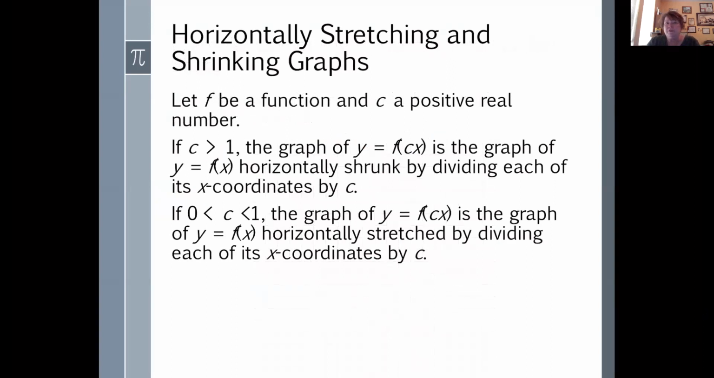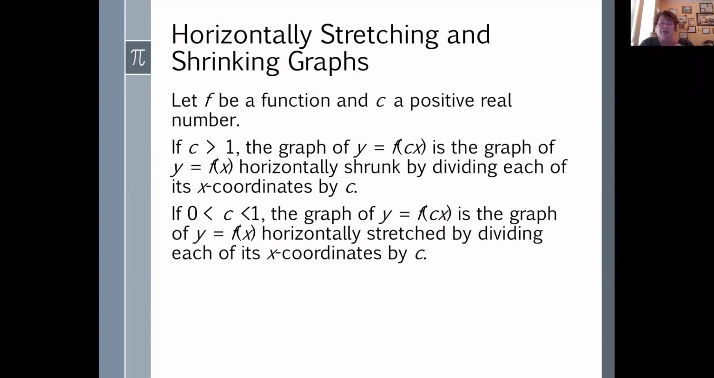Okay, horizontal stretching and shrinking. Horizontal stretching and shrinking are used way less often than vertical stretching and shrinking. Typically, horizontal stretching and shrinking affects trigonometric functions. Most horizontal stretches or shrinks in algebra we can equate to a vertical one. So you can manipulate the constant, and you can then write it as a vertical stretch or shrink.